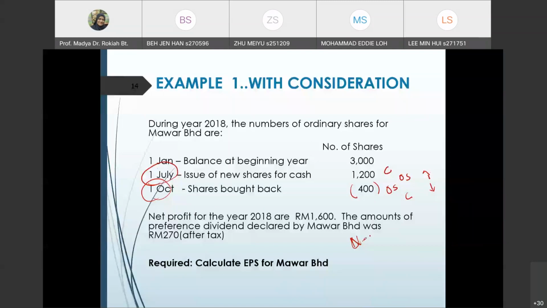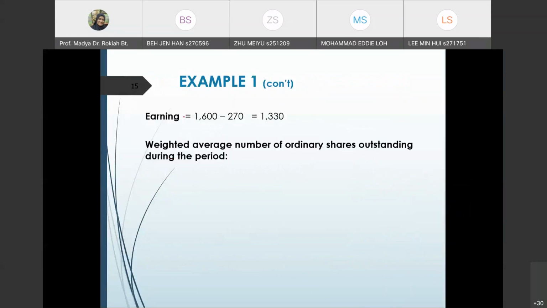Okay, so we're going to look at this example here. The earnings, or profit to ordinary shares: 1,600 is the profit minus a preference dividend, so we have 1,330. So we are done for the first one, the earnings. Remember that your basic earnings per share is the profit divided by the weighted average ordinary shares. So we need to calculate the weighted average ordinary shares.